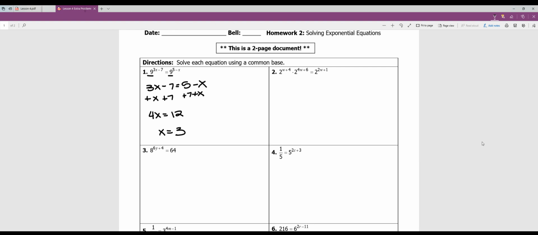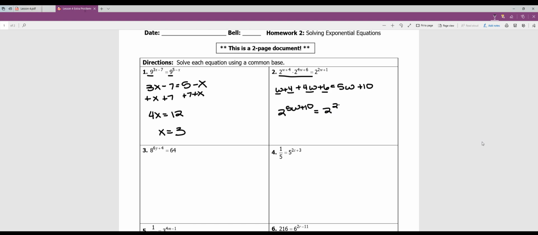therefore x is 3. Okay, now what do you do when you have exponents that need to be simplified? Like here on number 2, on the left side, I'm multiplying together two exponentials, so I add their exponents. So w plus 4 plus 4w plus 6, I add my two variables and I get 5w. Add my two constants and I get 10. So 5w plus 10 is going to be my exponent on the left side.